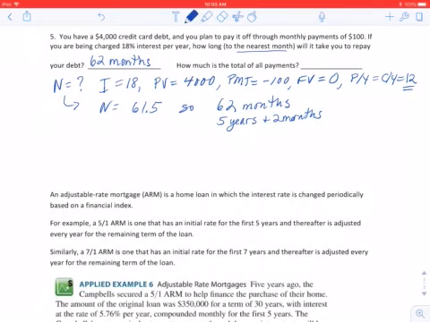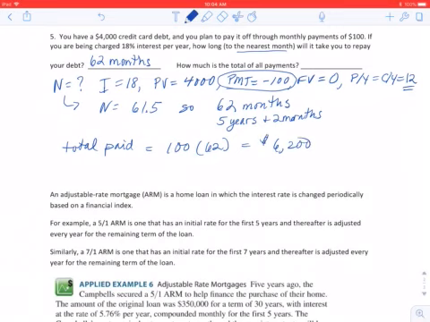Now, how much is the total of all the payments? Well, we're going to be paying $100 a month times 62. So $6,200 is the total amount that we will end up paying for that $4,000 credit card debt. So we have paid about $2,200 in interest. Again, that 18%, even though it's only over 5 years, we've paid quite a bit in interest.